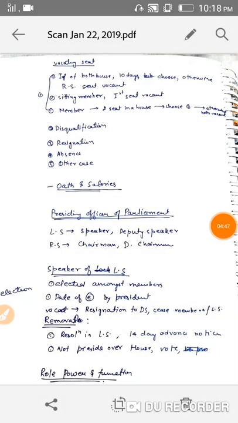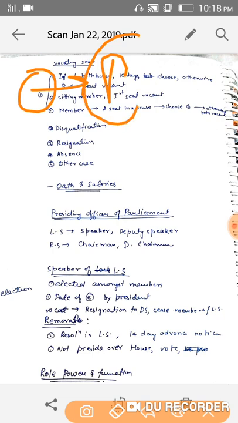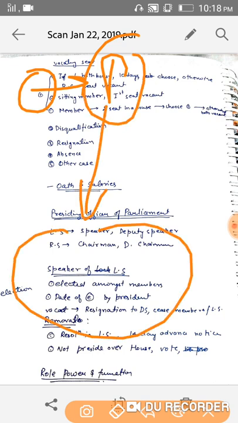In Britain, the Speaker is a non-party man and resigns from the party from which he has been elected. In India, we do not see this.